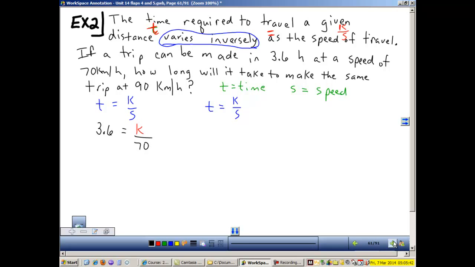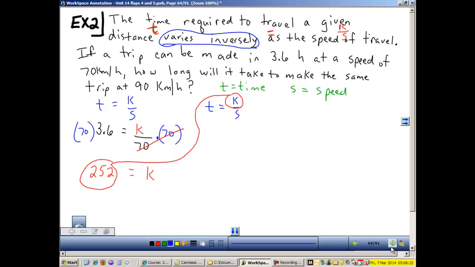3.6 is our time, k we do not know, and 70 is our speed, kilometers per hour. Using the little trick I told you, this is really 1 over 70, so I'm going to multiply both sides by 70 over 1. This will eliminate the 70s on this side in front of k. And on this side, 70 times 3.6 equals 252. Now we know k, our constant of variation, so let's plug it into the right equation.